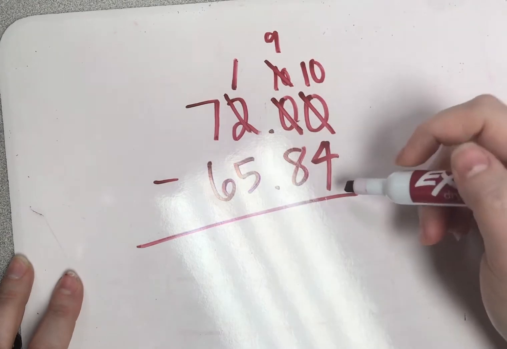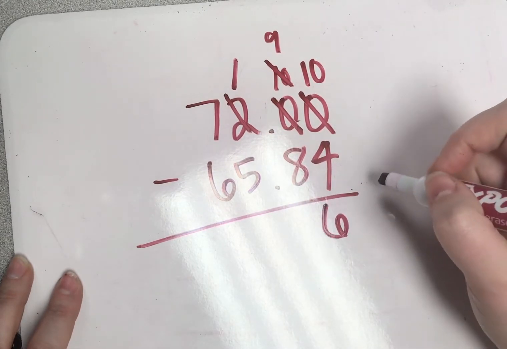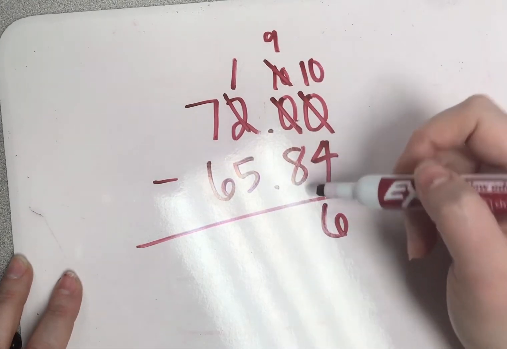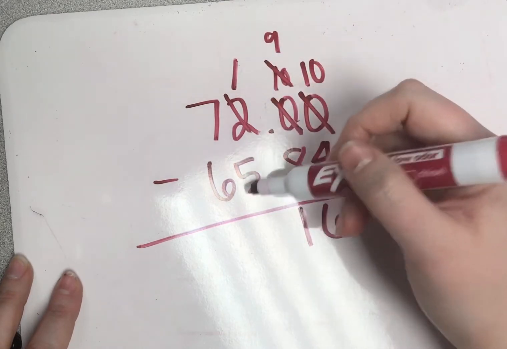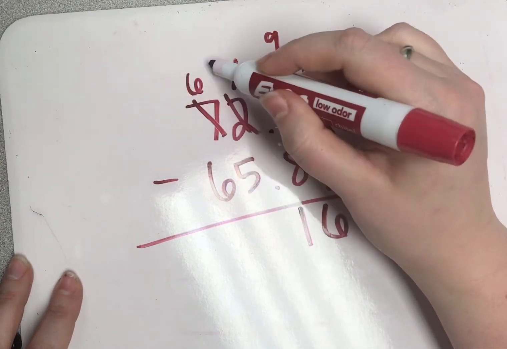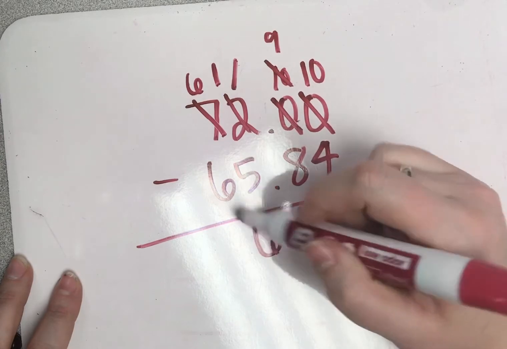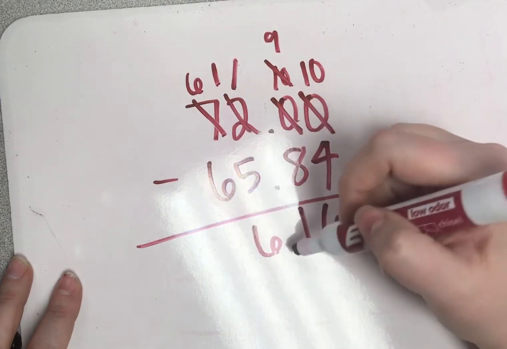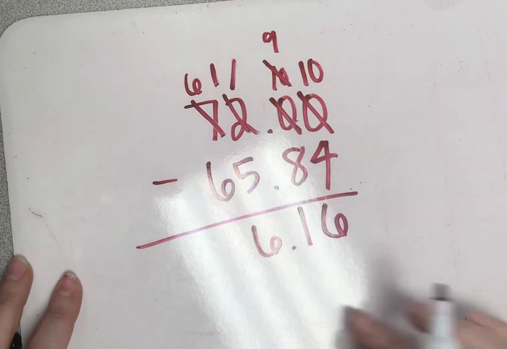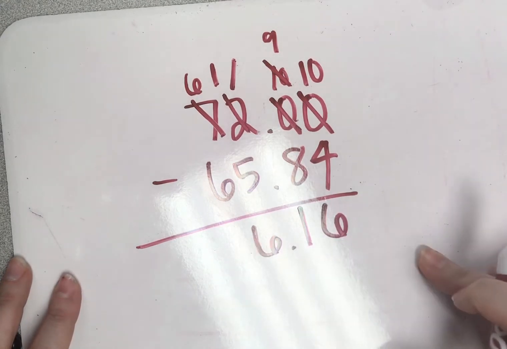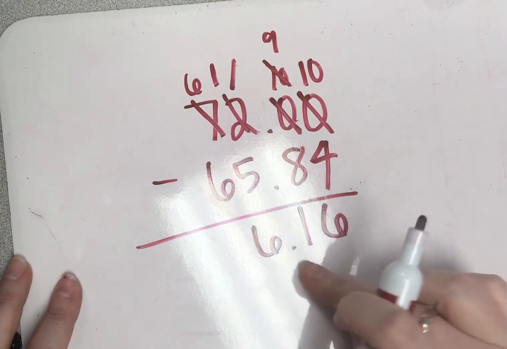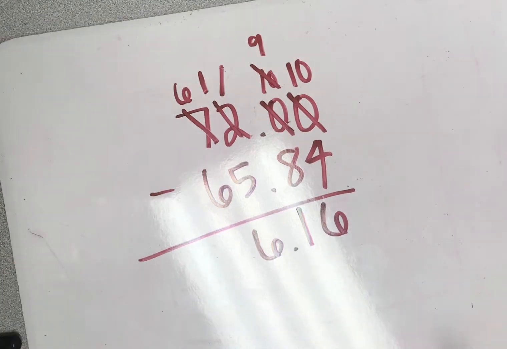So 10 minus 4, we should know our friends of 10, is 6. 9 minus 8 would be 1. 1 and 5, uh-oh, we need to borrow again. 11 minus 5 is 6, and 6 minus 6 is nothing. Our decimal goes in one straight line. So say this decimal in your head right now. 6 and 16 hundredths. Okay.